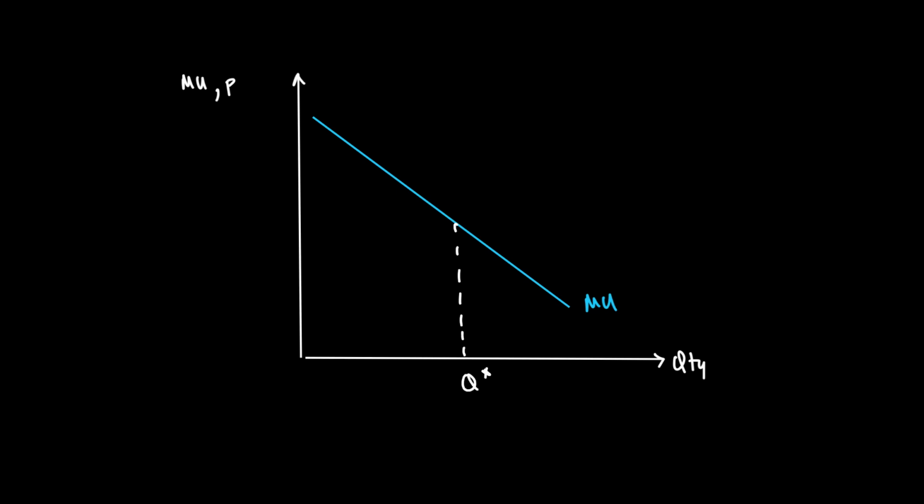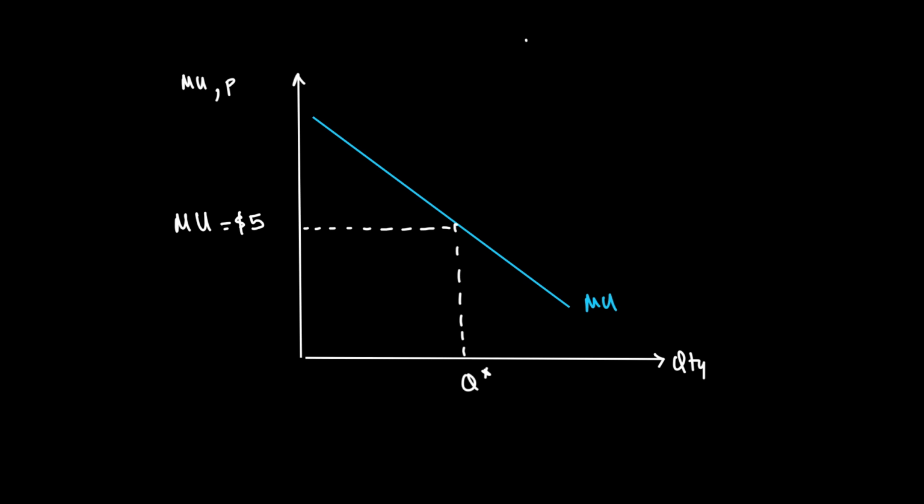For the Q star quantity, let's say the MU in dollar terms is, for example, $5. Now, if the MU is $5 for this quantity Q star, then this would mean this is the price I will be willing to pay. Why? Because the value I place on this quantity is $5.